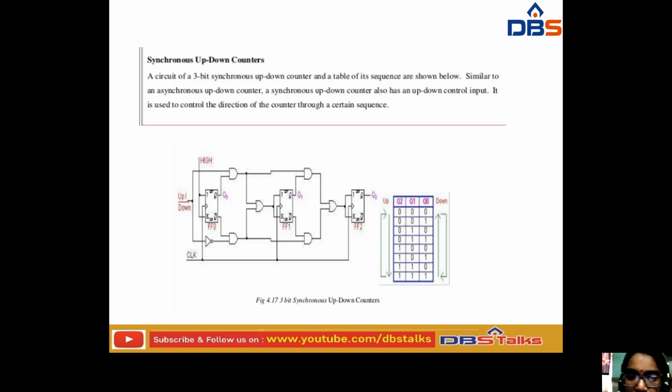So if you have observed this truth table, it is also just like that. Here it is a 3-bit synchronous counter, so the number of possible values is 2 power 3, which means the value is 8. That is 000, 001, 010, 011, 100, 101, 110 and 111. This is the possible number of output values that it is going to get here.